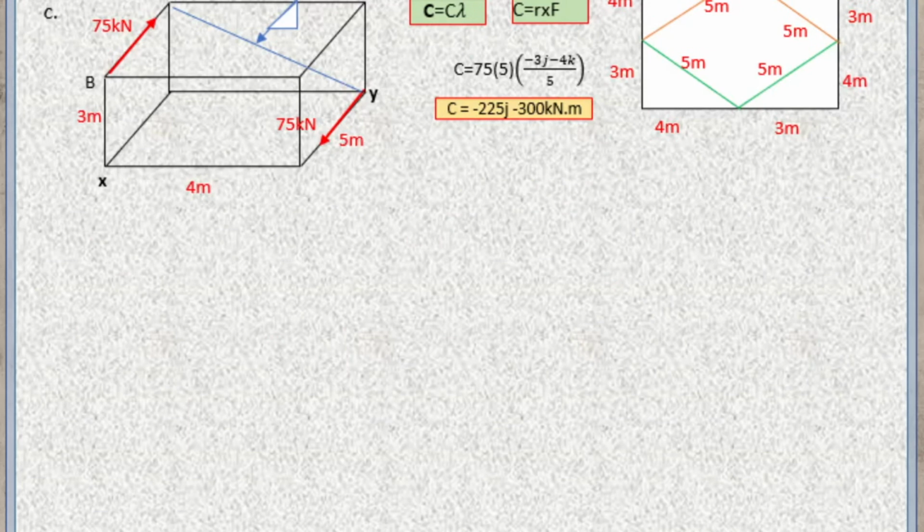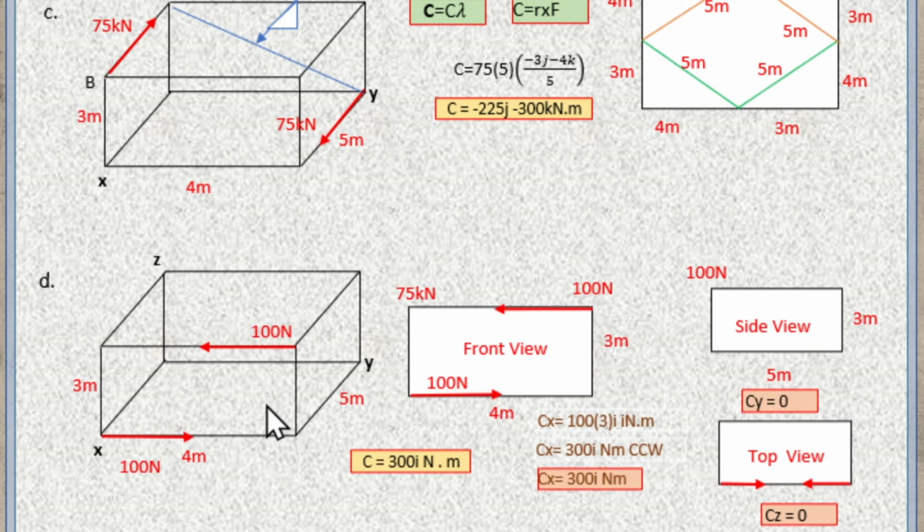And now for our figure D. Same explanation as for our A and B. For our couple at X, looking at its front view, we have these forces 100 Newton, 3 meter, and 4 meter. Since this one is a non-collinear force, since our forces do not lie on the same line, we have a value for our couple X. Assuming counterclockwise positive, it will be 100 multiplied by its perpendicular distance 3, I Newton meter. Since it is in counterclockwise direction, based on the right hand rule, counterclockwise is positive.